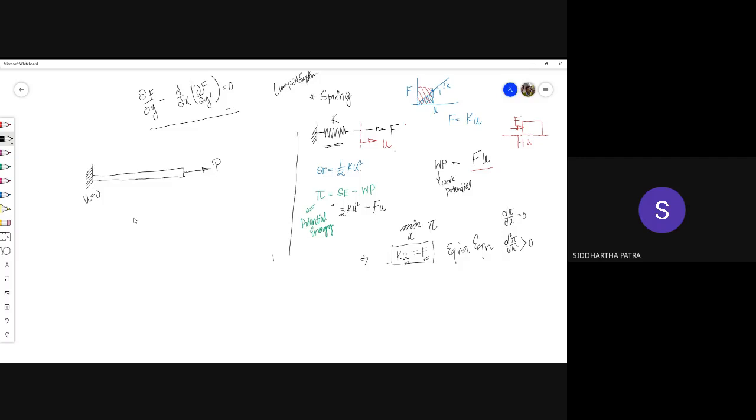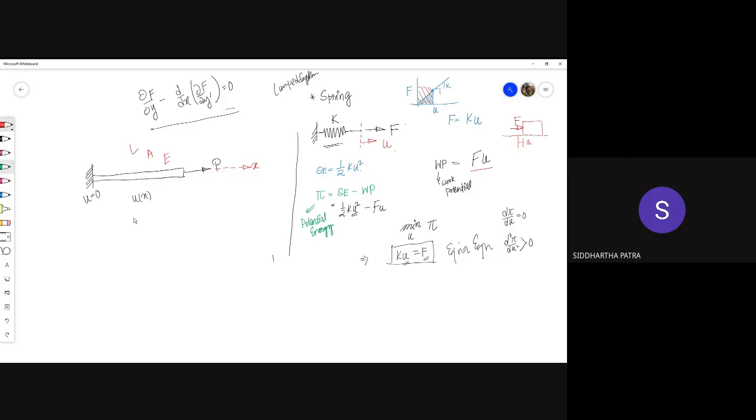U again here is defined as a displacement, but this time U is not a free parameter. U is a function of X. Now what is X? X is the coordinate along the bar, and the length of the bar is L. The area of cross section is A, and the Young's modulus of the bar is E. Pretty standard.